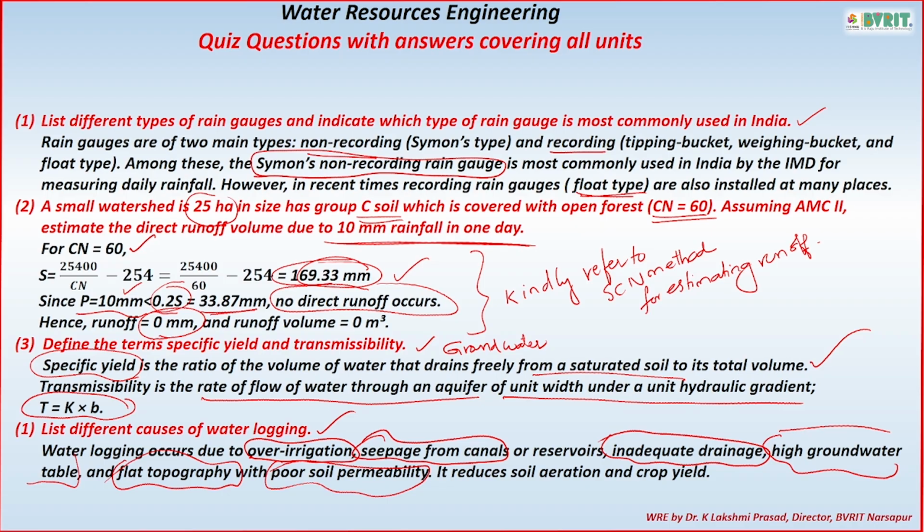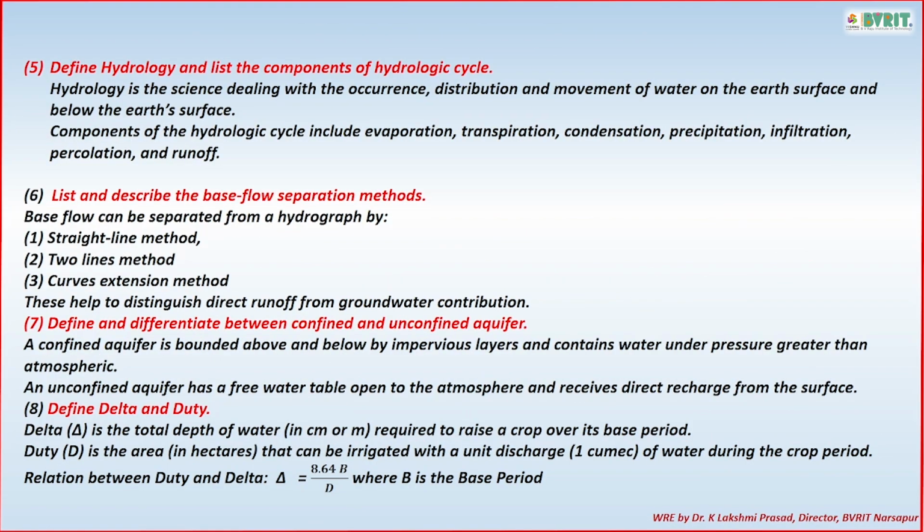Number one is over irrigation. Number two is seepage from canals. Number three is inadequate drainage. Number four is high groundwater table. Then the fifth one is flat topography, and the last one is poor soil permeability. All this reduces the soil aeration and automatically reduces the crop yield.